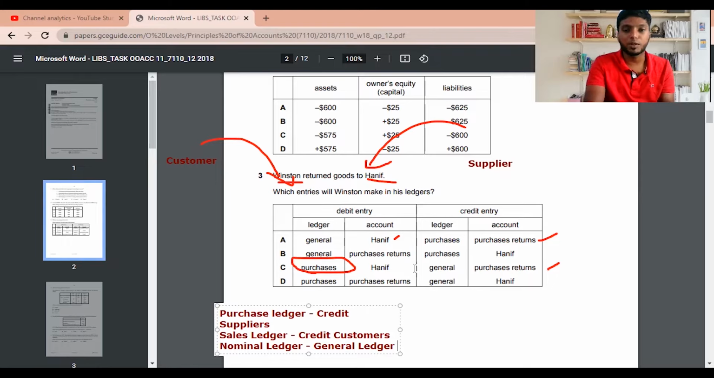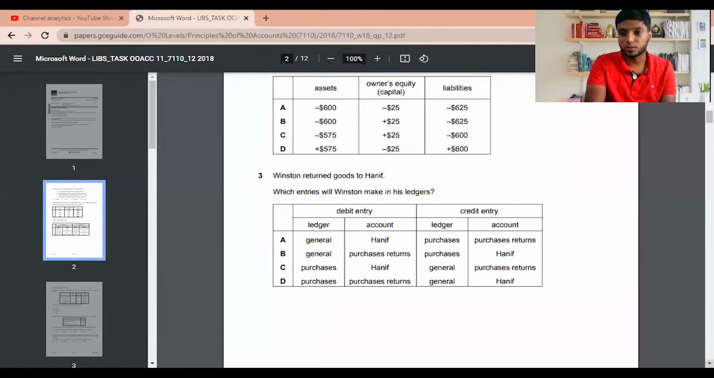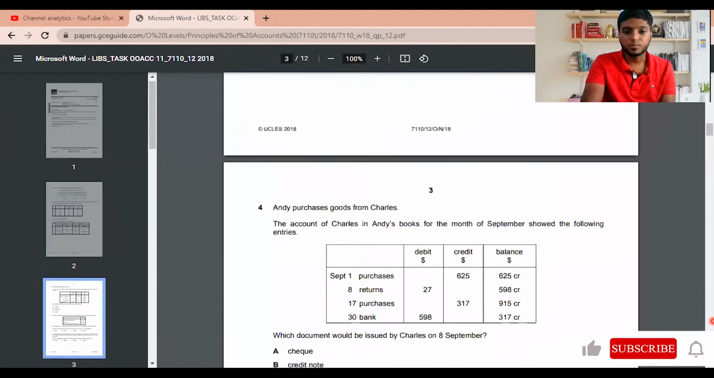So the answer is C because Hanif is a credit supplier. He falls under the purchases account, and purchase return is falling under nominal ledger, so we consider it as a general account. So with that ideology and knowledge, we are moving on to the fourth part of the question. I'll go a bit down.